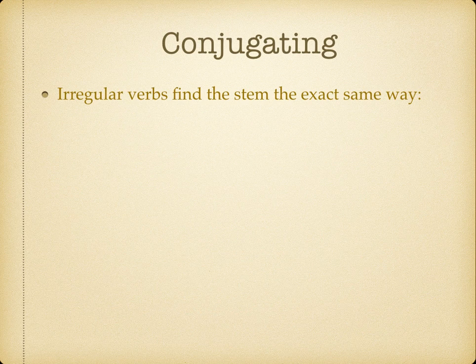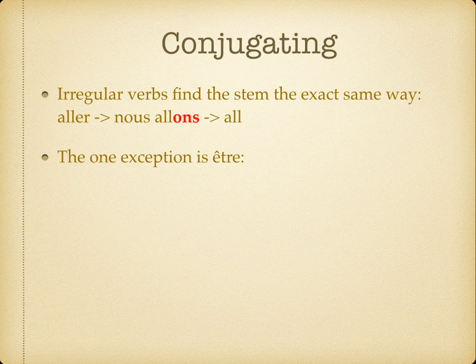Irregular verbs, thankfully, find the stem the exact same way as regular verbs. So for example, if we have aller, we conjugate into the present tense, nous allons. To find the imparfait, we find that O and S and get rid of it. The one exception to this is être. If you think about it, it becomes pretty obvious why. How do we say we are? Nous sommes. So to find that imparfait stem, we go back, we find our O and S, it doesn't exist.